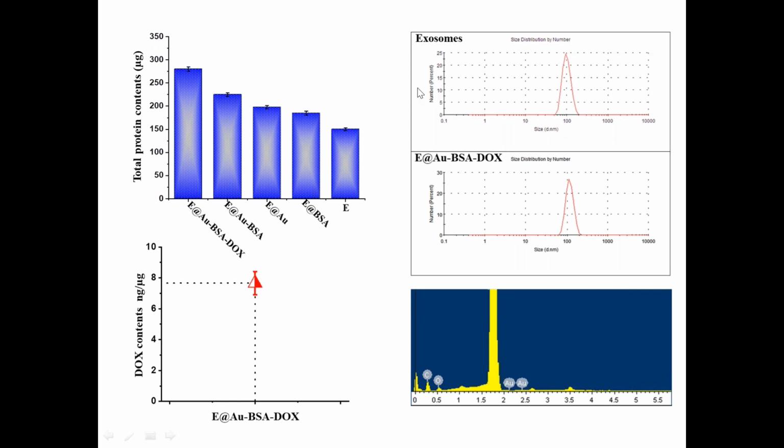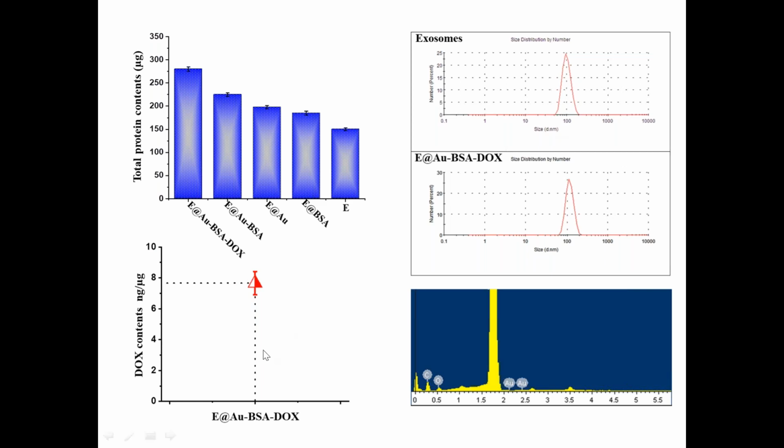Here is the average size of exosomes. The first one is the size of blank exosomes, and the second one is loaded exosomes. There is only a minor difference in size. There is no major difference between loaded and unloaded exosomes because exosomes have empty space, and the loaded material is inside the empty space. It didn't change the size of the exosome.